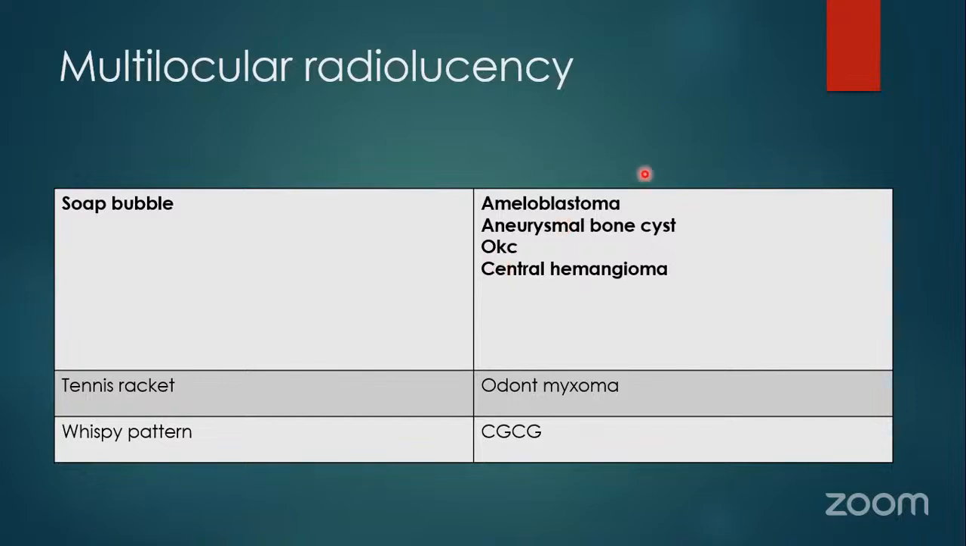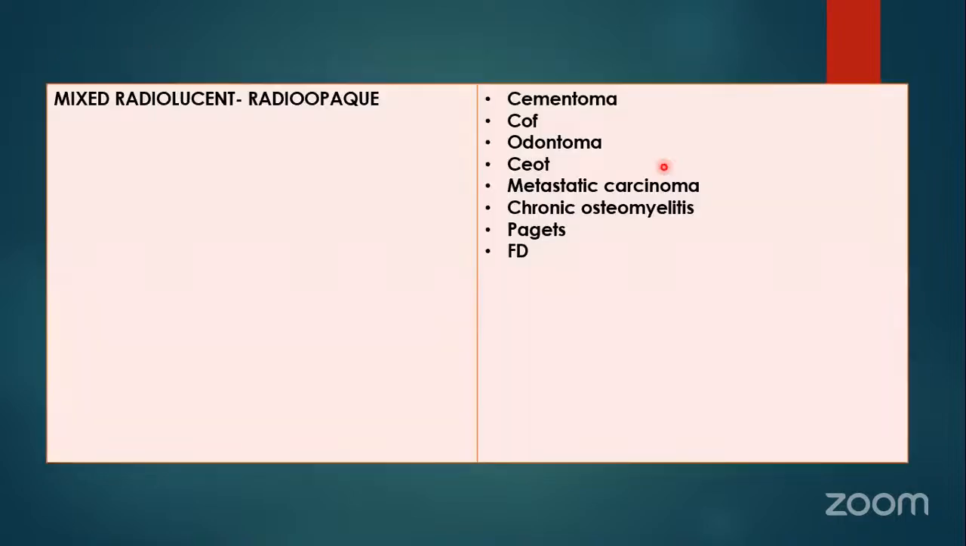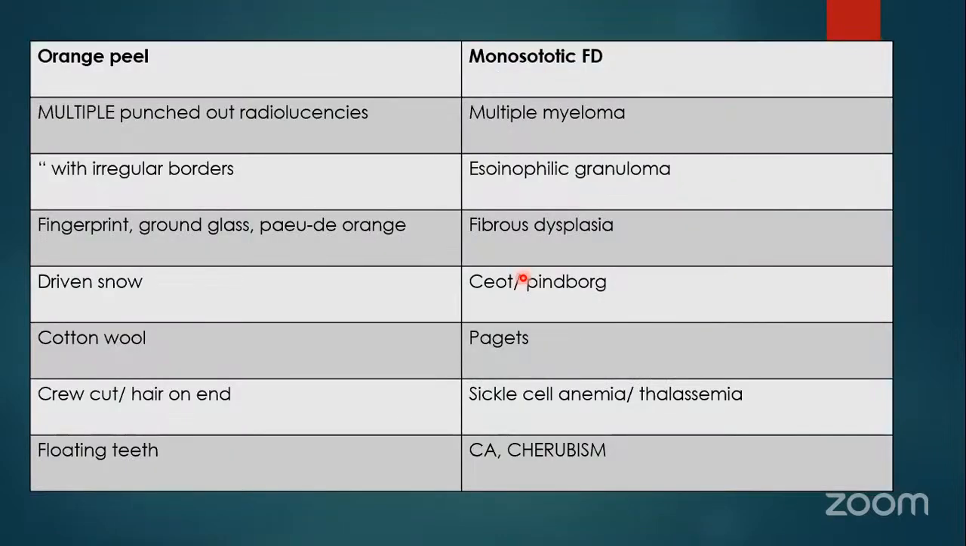Again, this one I think I've discussed enough. Multilocular radiolucencies. Yeah, mixed radiolucent radiopaque lesions. These are the differential diagnosis of mixed radiolucent and radiopaque lesions: cementoma, cemento-ossifying fibroma, odontoma, CEOT, metastatic carcinoma, chronic osteomyelitis, Paget's disease, and fibrous dysplasia. Fibrous dysplasia takes place in several phases. Initially it will be radiolucent, then it becomes radiopaque, and the final stage becomes mixed radiolucent and radiopaque. So again, this is another table showing the characteristic appearances.